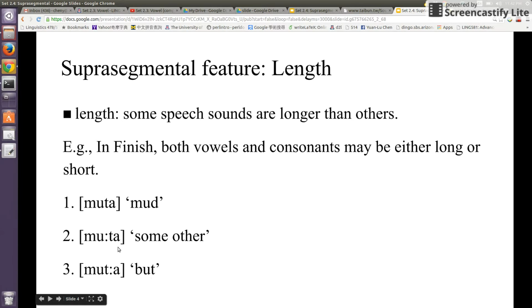The lengthened segment is followed by these two dots. So the U is lengthened and the T is lengthened. These two dots signal the lengthened segment.